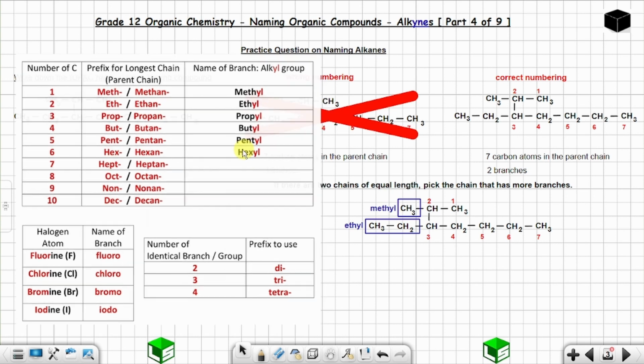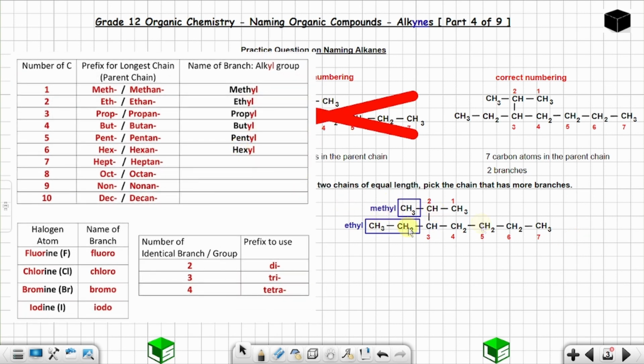So now we can name this. You have to write down the name of the branches first, always. So you have methyl and ethyl. You are going to do it in alphabetical order, so you start with ethyl, because E comes before M. On carbon number 3, you have an ethyl, and on carbon number 2, you have a methyl. Always put a hyphen between a number and a letter. You are done naming the branches.